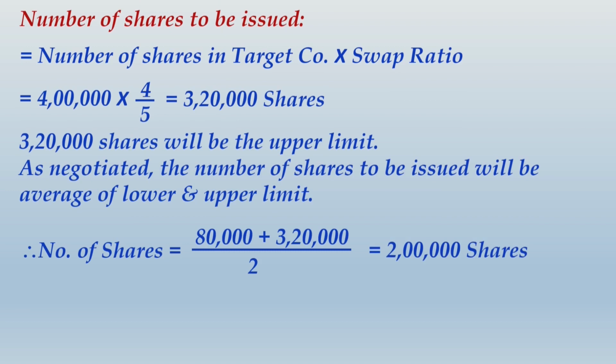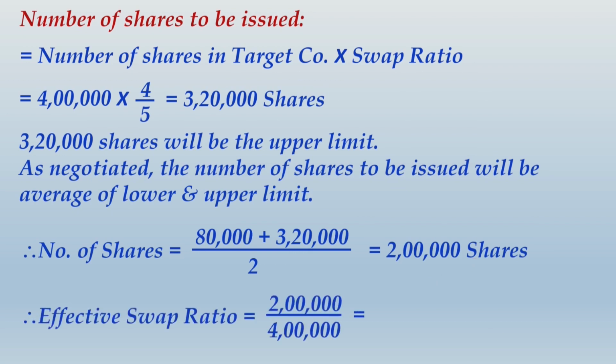Finally, what we find is the total number of shares in the target company were 4 lakh shares, and the number of shares that you are issuing are 2 lakh shares. So effectively the swap ratio will be 2 lakh divided by 4 lakh, that is 1 by 2. So all the calculations ahead, wherever we will need the swap ratio, the effective swap ratio will be actually 1 by 2. So friends, write up these calculations also, and then we move ahead.